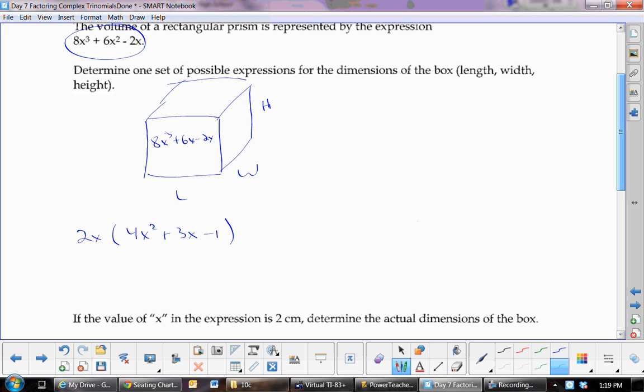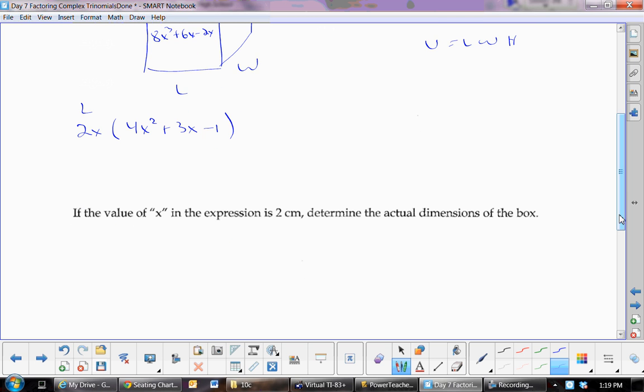Now, we've already got our length. That's one of the dimensions, right? Because for a box, volume equals length times width times height. What three things are multiplied here? Now let's find the width and the height. So we're going to take the polynomial that's in brackets and try to factor it. The 2x is already out. It doesn't matter, it's one of the three. If you turn a box, the length becomes the width, becomes the height. Let's just say it's the length. How do you know? Because there's got to be three things, right?